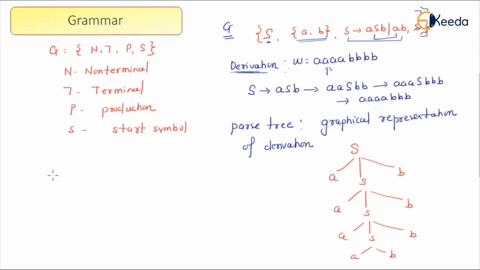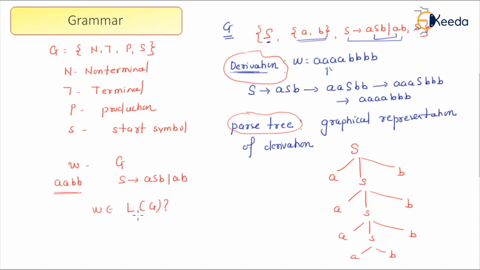Now, how are this grammar derivation and parse tree important for the syntax analysis phase? What is the idea here? If I give you W and a grammar G, suppose W is aabb, and the grammar has production rule aSb or ab. What question are we answering? Whether W is an element of the language generated by the grammar. In other words, can I draw the parse tree for it? The answer is yes or no.